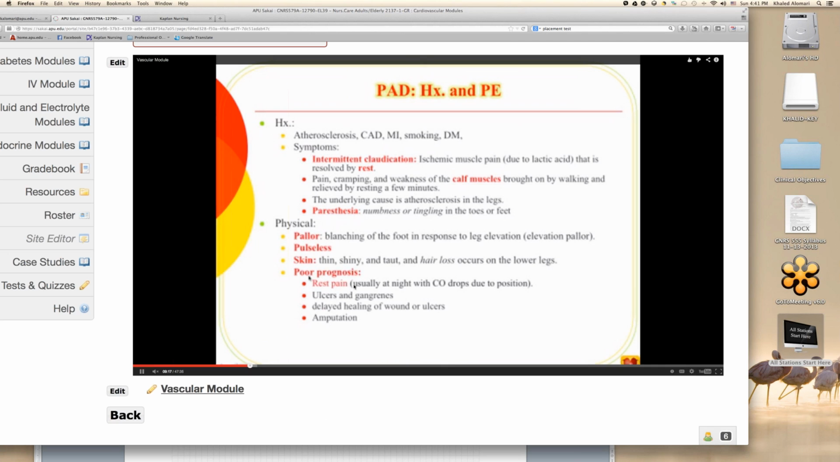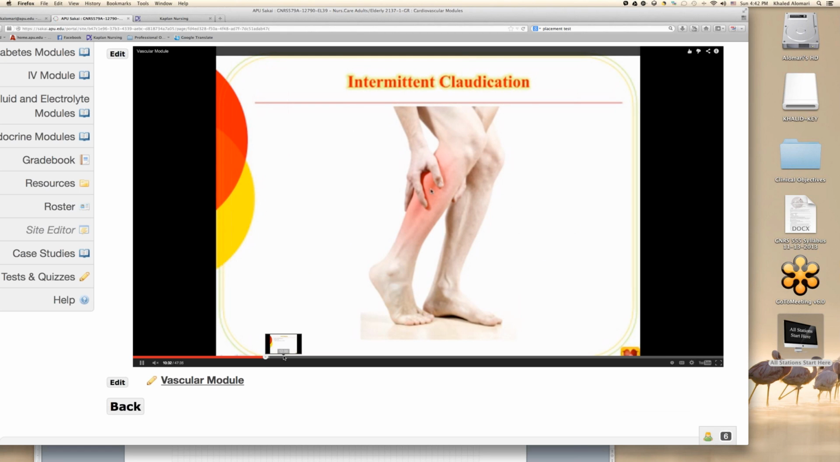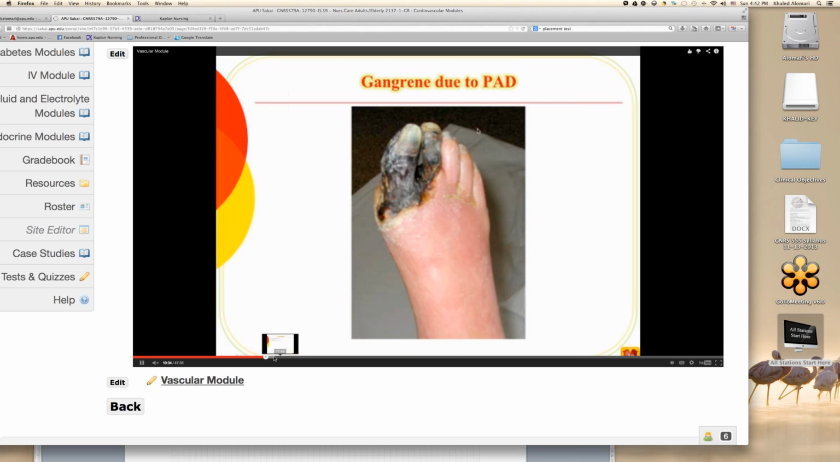There's poor prognosis, and so a patient with intermittent claudication, they rest, the pain is gone, good. If the pain does not respond to rest, then we're not good. Just like stable versus unstable angina, rest and not rest. Okay, we talked about that. There's a poor prognosis there.